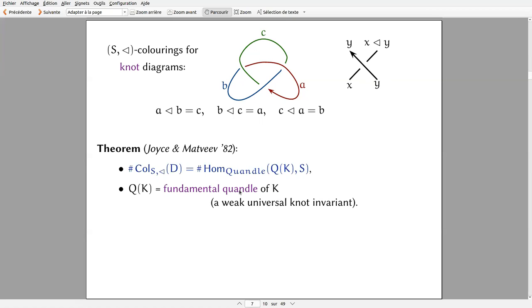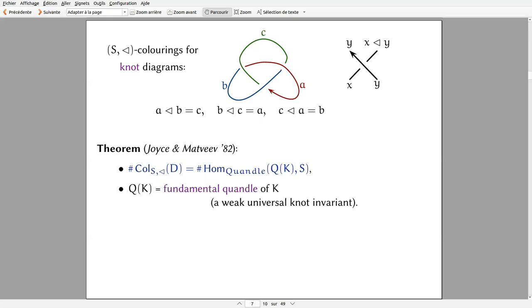And the fundamental theorem about this, which belongs to Joyce and Matveev, is that it is a weak universal knot invariant, which means that it can distinguish everything except for couples of a knot and the same knot with the mirror image of the same knot with the reversed orientation. So in particular, this invariant cannot distinguish a trefoil knot and its mirror image.